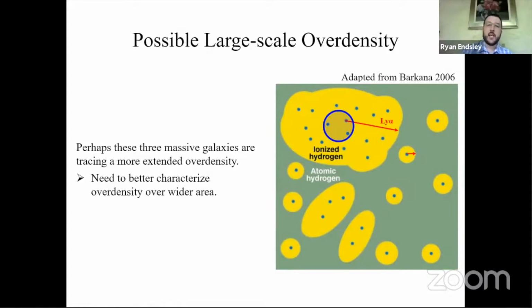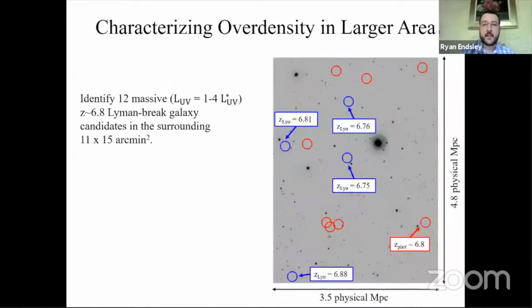Well, to gain more insight into whether this picture holds, we need to better characterize the overdensity across a wider area. And we can do that, obviously, thanks to the fact that the COSMOS field probes such a large area. So we've identified a total of 12 massive Lyman break galaxies with photometric redshifts consistent with redshift 6.8 in the surrounding 11 by 15 arc minutes squared, right? And we actually have another Lyman-alpha detection in the same region at a higher redshift, 6.88, possibly suggesting that what we are seeing here is really this more extended overdensity, but we need to test this.